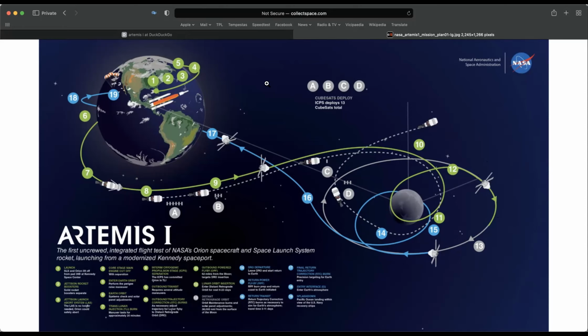It's biblical. Where's it going to land? It will land off the coast of California, right about, see 19 there? You see the number 19? Oh yeah. That's about where it's going to land.